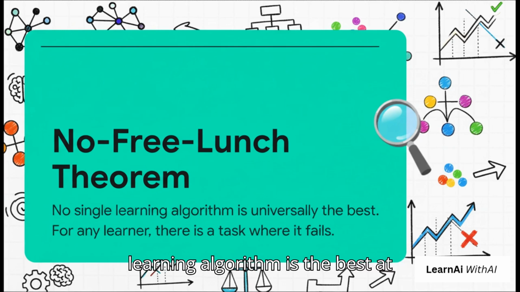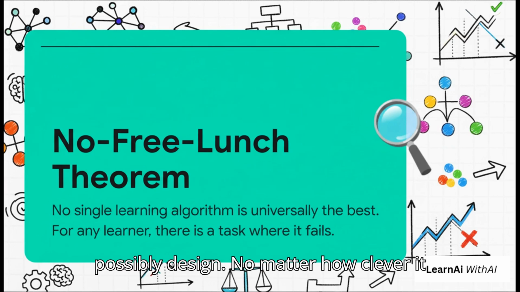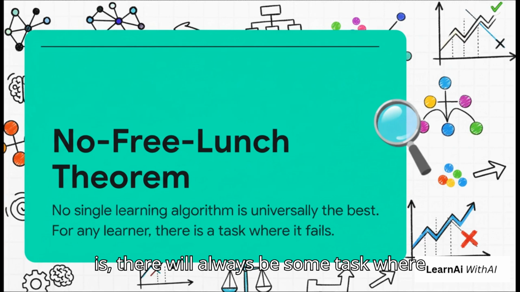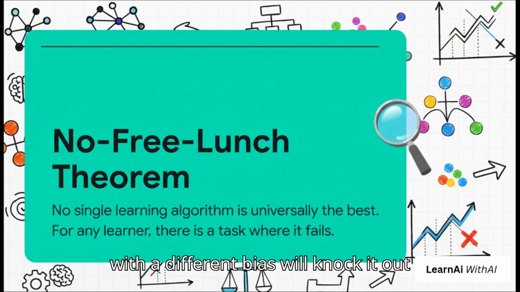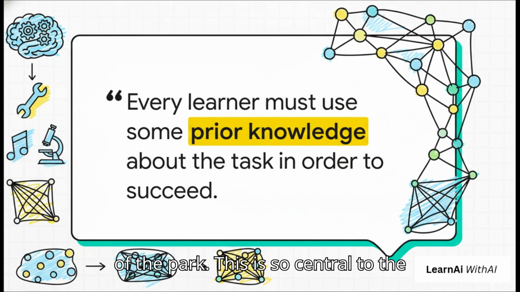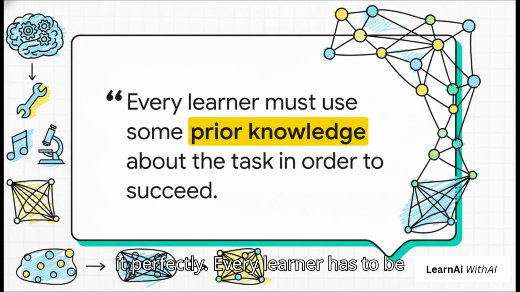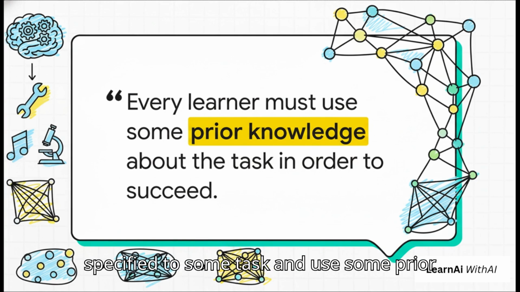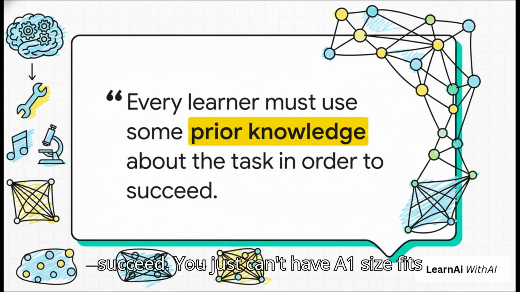No single learning algorithm is the best at everything. For any learner you can possibly design, no matter how clever it is, there will always be some task where it fails miserably, while another learner, with a different bias, will knock it out of the park. This is so central to the whole idea that the source material puts it perfectly. Every learner has to be specified to some task and use some prior knowledge about that task in order to succeed. You just can't have a one-size-fits-all solution.